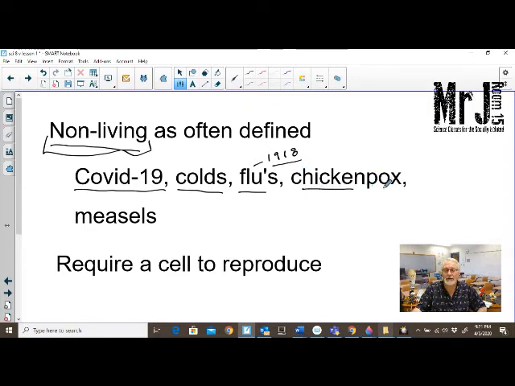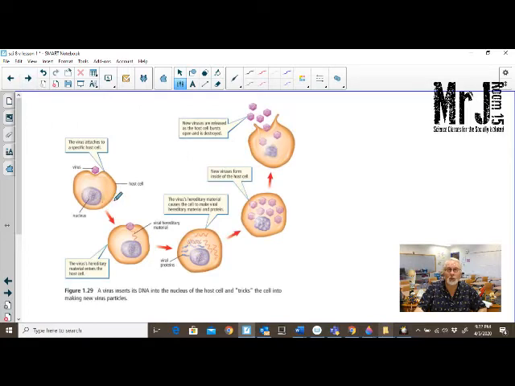Chickenpox. Some of you may have had chickenpox. Some of you may have had a vaccination for chickenpox. Measles. You often get a vaccination for measles. These are all viruses, viral infections. Now, the interesting thing, viruses require another cell to reproduce. And that's what viruses do. It's not like they do much. All they do is really reproduce. And when they reproduce, that's how they make you sick.